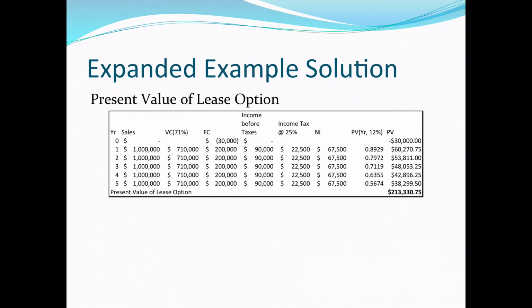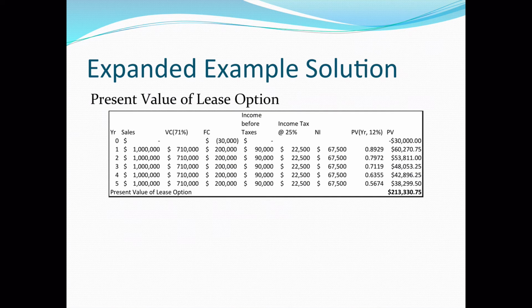71% of our sales is going to those variable costs, and then we had fixed costs of $200,000. So we have an income of $90,000 before taxes. We multiply that 90,000 by 0.25, and we get 22,500, and that gives us a net income of 67,500 for all 5 years.